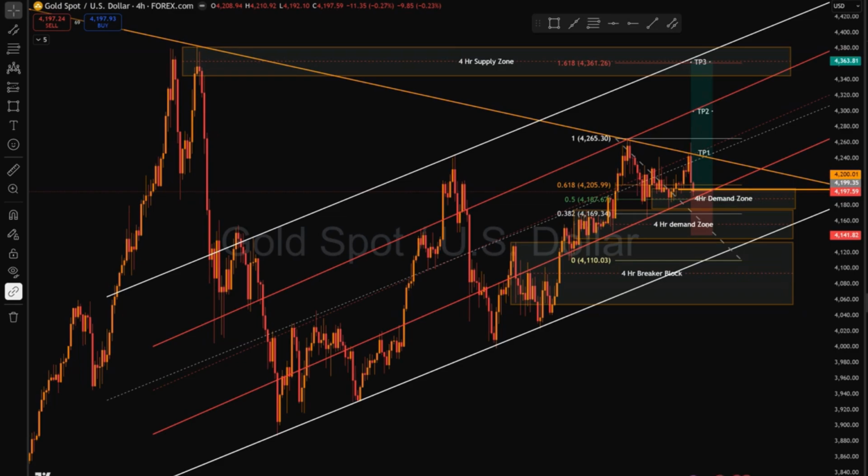Final thoughts. Gold is sitting at a major inflection point. The technicals show compression between supply and demand, while the fundamentals show potential volatility from the Fed's monetary policy decision. Watch the key levels, watch the reaction zones, and be ready for volatility.